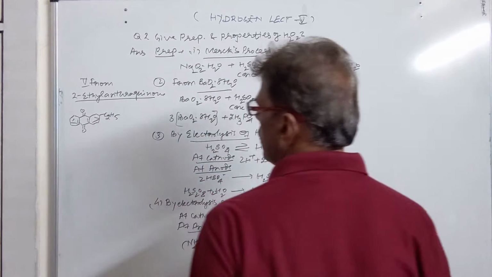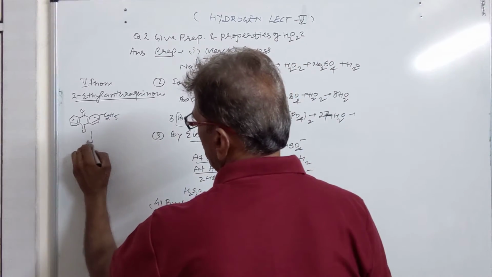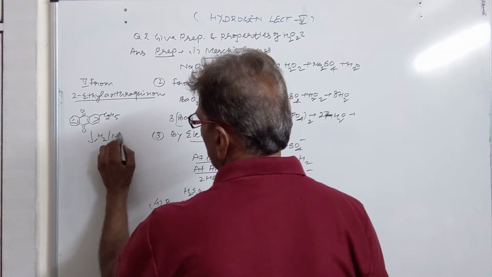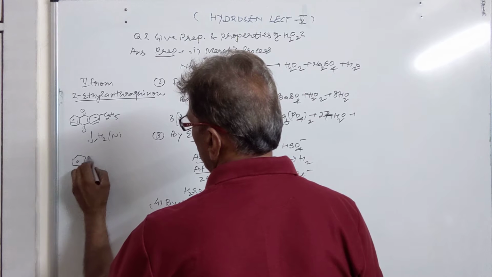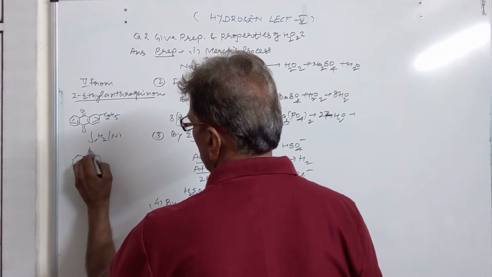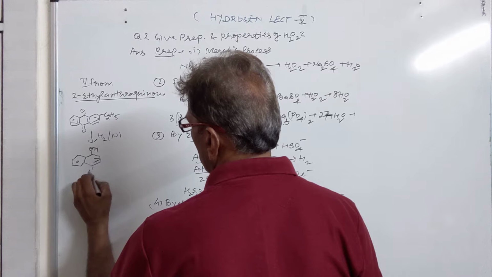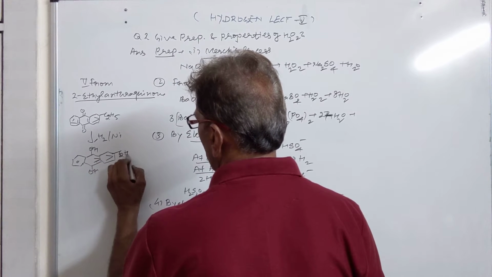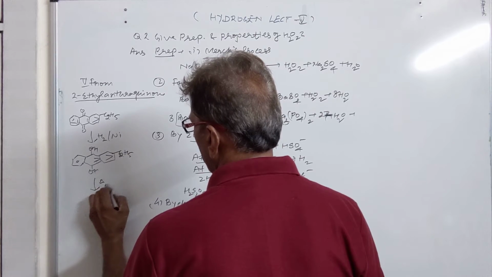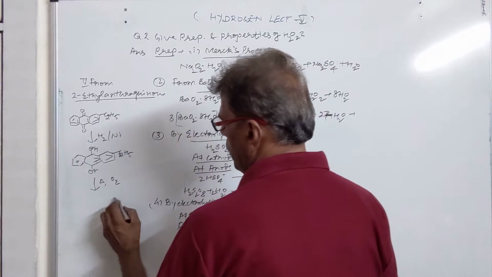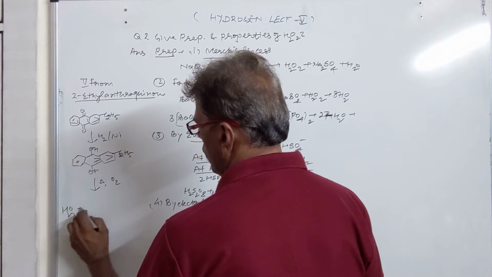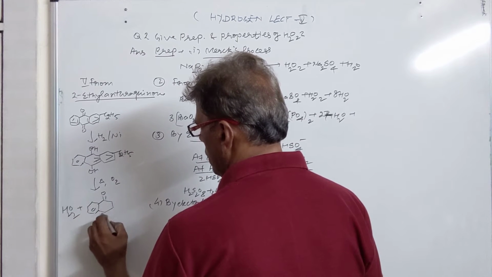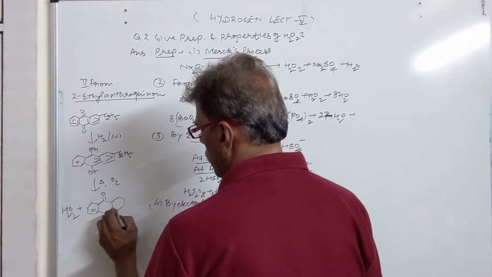This is 2-ethyl anthraquinone. It is treated with hydrogen in the presence of nickel, and it will give you first of all 2-ethyl anthraquinol. This is further heated with oxygen. It will produce H2O2 plus the same compound from which we started, 2-ethyl anthraquinone.